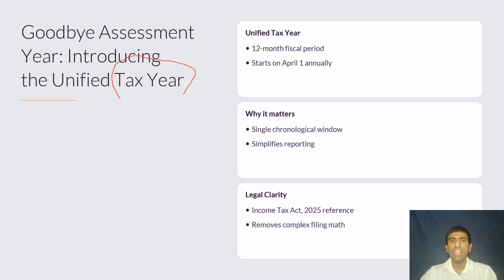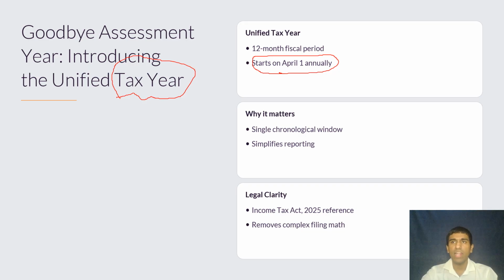It is called tax year. This tax year is essentially a 12-month fiscal period, and it starts annually on April 1. So there is no complication behind. Essentially, the terms previous year and assessment year are no longer to be used. Instead, when it comes to filing returns for any relevant fiscal year, only the word tax year is to be used now for the relevant year.